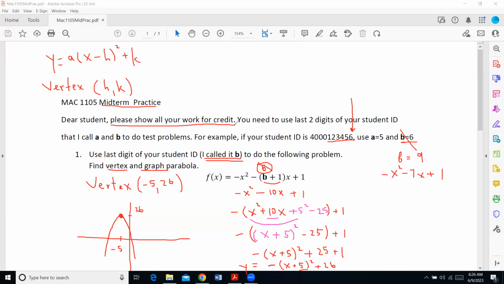Just do it and send me a picture of your midterm so I can grade it. So anyways, I was also asked to do the same exercise, but with a different number in front of the x term.